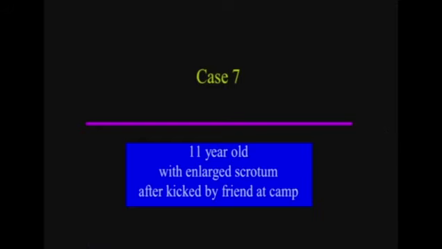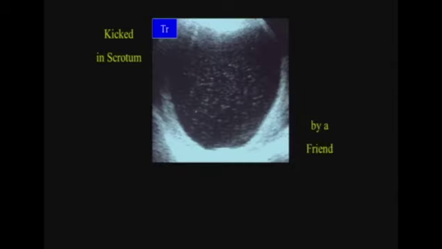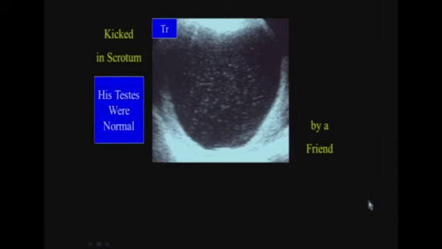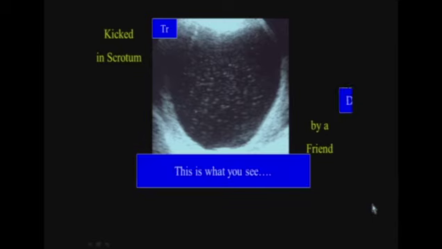Case number 7, an 11-year-old with enlarged scrotum after being kicked by a friend at camp. I've done a number of ultrasounds of scrotum in children who have been kicked by friends in camp, and it's not often a good result. This is a large echoless area with contained echogenicity in an individual with a normal testicle, and so therefore this would be a hematocele. Now one could say that it's, again, hemorrhagic, purulent, or infectious material, but in this case it's a hematocele.